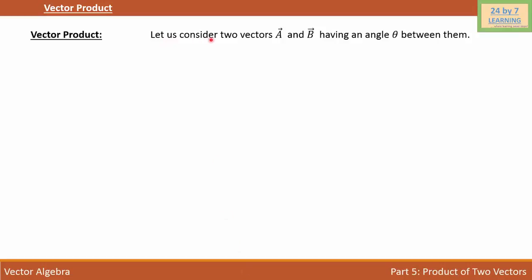Vector product. Let us consider two vectors A and B having an angle theta between them. In order to explain this content, I'm going to draw vector A and B and the angle theta between them. So this is my vector A and this is my vector B. This angle is theta.